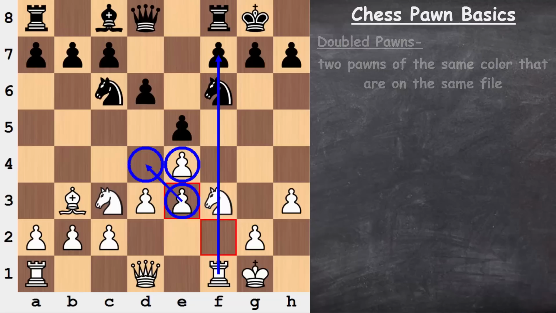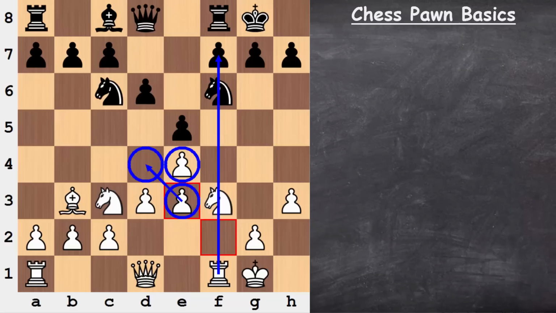Let's move forward here, looking next at what hanging pawns are. Let's see an example of what hanging pawns are.